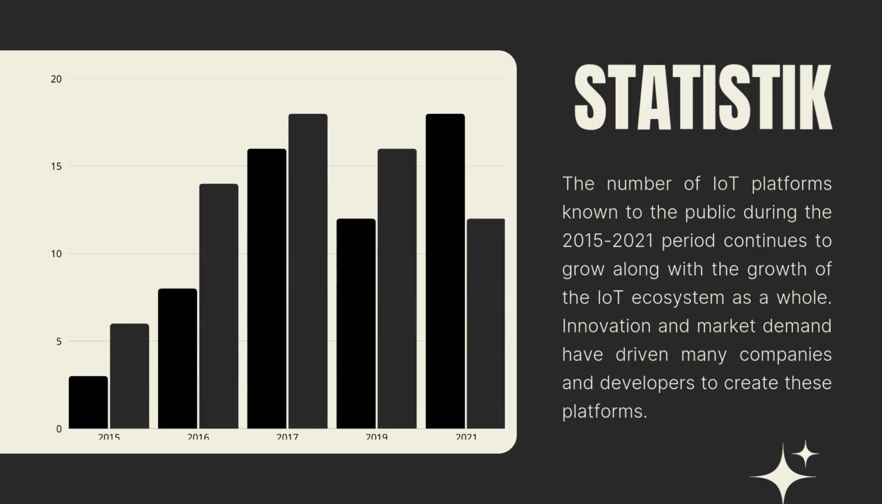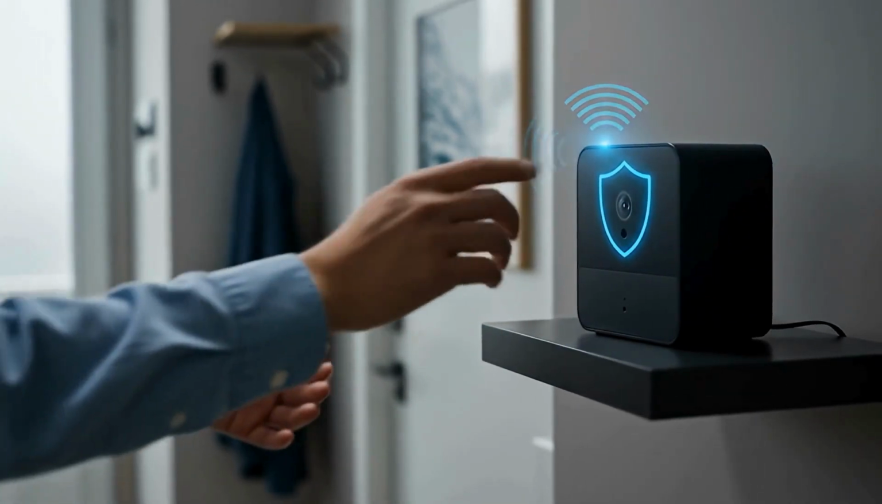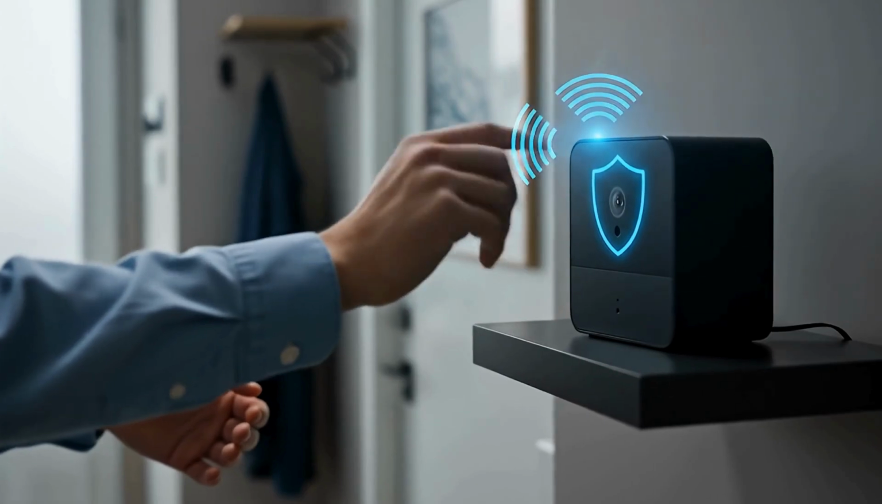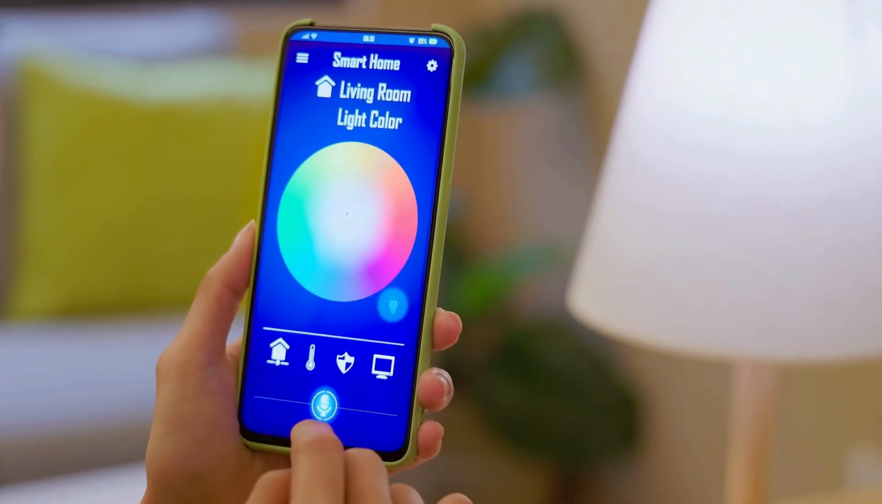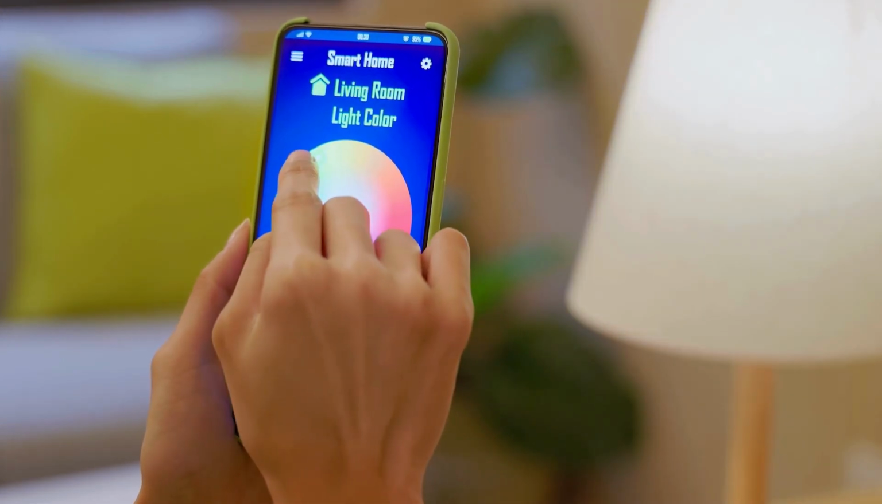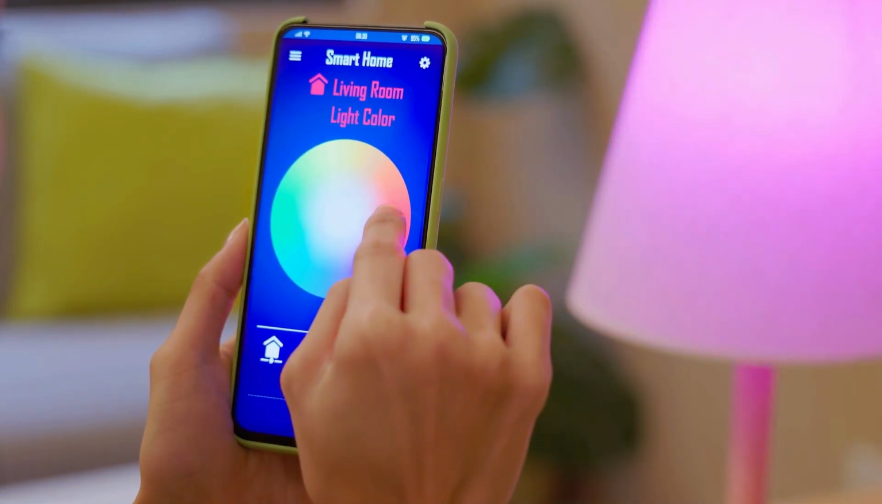Over the past decade, the number of IoT platforms has grown rapidly. This growth reflects increasing innovation, market demand, and widespread adoption across industries. As connectivity improves, the IoT ecosystem continues to expand, shaping the future of digital transformation.